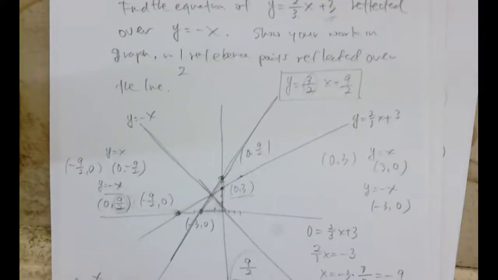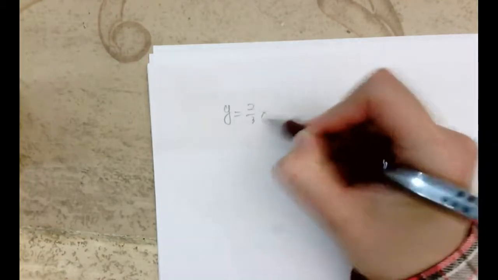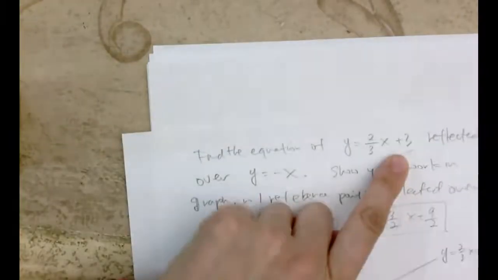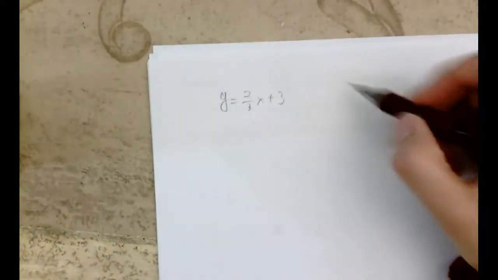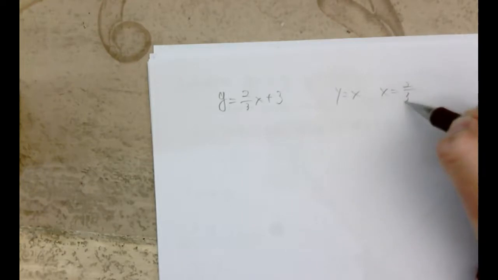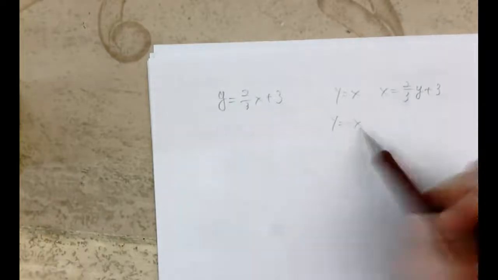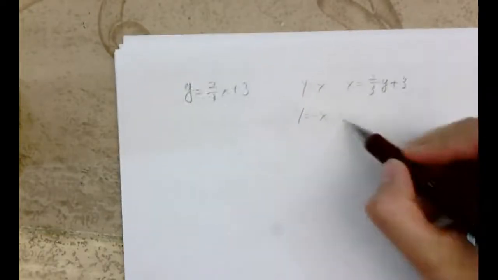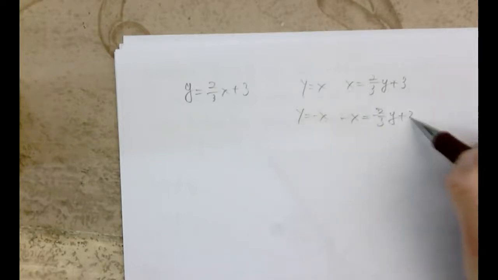Sorry, couldn't see. If you have time, you can check to see if your answer is correct by solving it algebraically. So the original was y equals 2/3 x plus 3, right? To reflect this over y equal x, you flip x and y. So that's x equals 2/3 y plus 3. And then to reflect over y equal -x, from here to here, you make both of them negative. So you have -x equals -2/3 y plus 3, right?